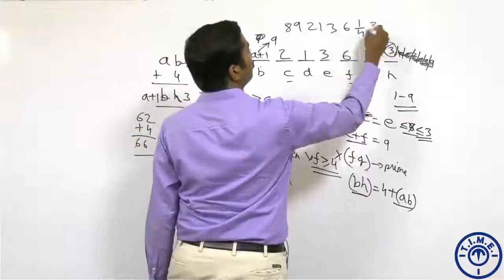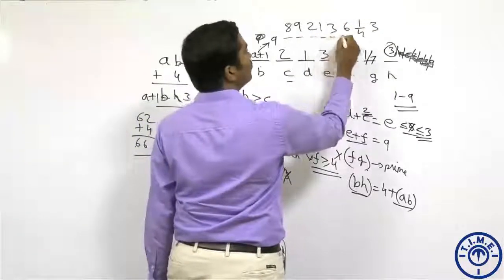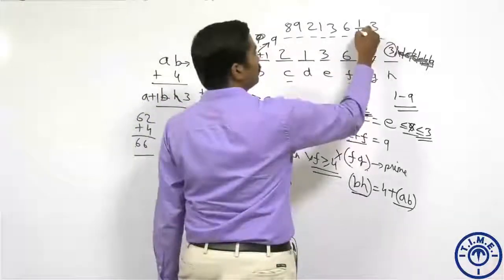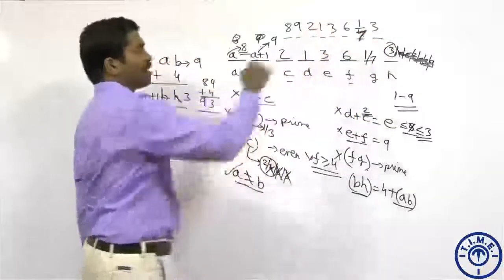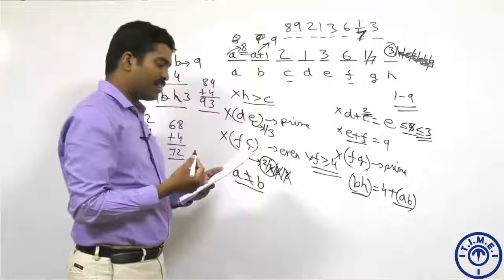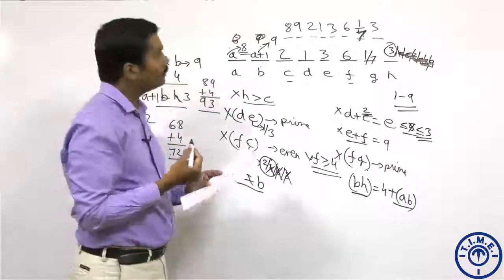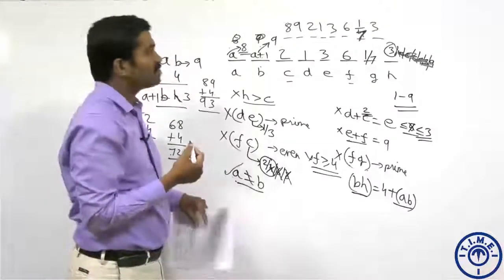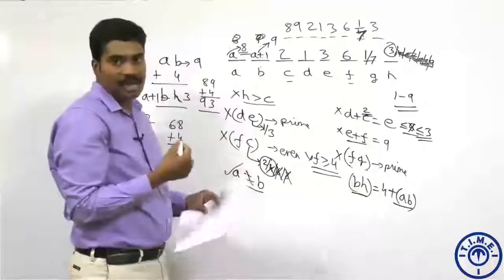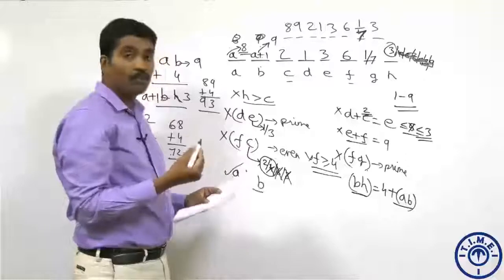89213613 or 43. 1, 2, 3, 4, 5, 6, 7, 8. The seventh digit could be 1 or 7. 1 or 7, and these are the remaining digits. All of them are decided. The first question: in how many ways could Hari have chosen his phone number? It could be 89213613 or 89213673. He could have chosen his phone number in 2 ways.